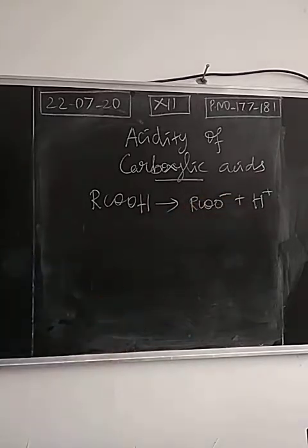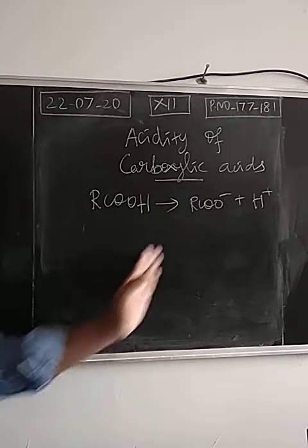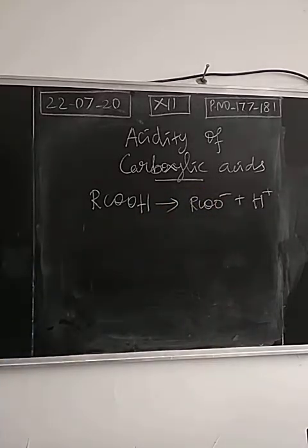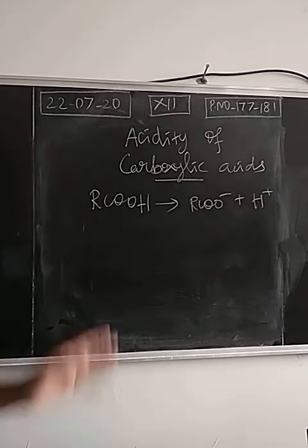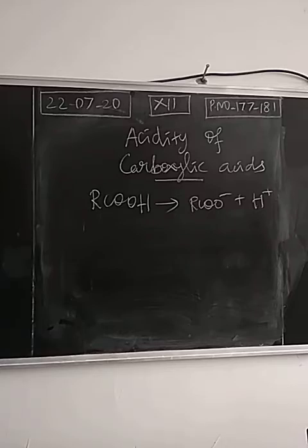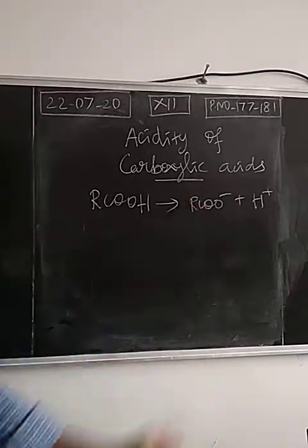And this anion is also stabilized by resonance. If it is stabilized by resonance, it means the liberation of H plus will be predominant. So they behave as good acids compared to the other organic functional groups. This has more acidic strength because of the easy liberation of H plus as well as the stabilization of the anion.